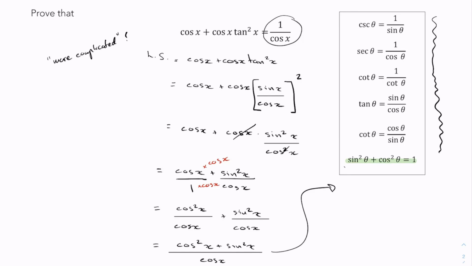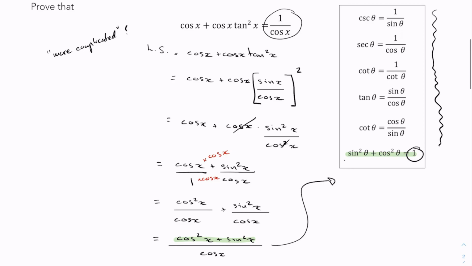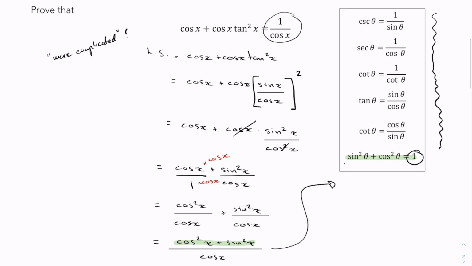Let's bring our work up here. My numerator, all that stuff, can be represented by 1. So what I end up with here is 1 over cos x, which is just the right side. And that completes our proof.